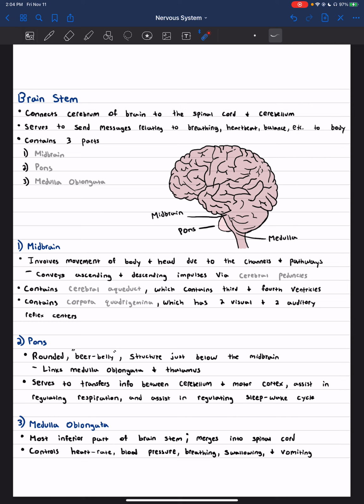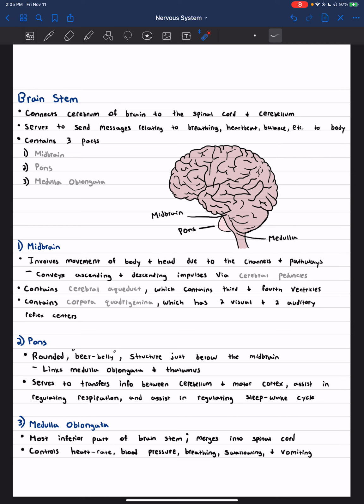Finally, we've got the medulla oblongata, which is a very important portion of our brainstem. It is the part that keeps all of our autonomic functions functioning, or the ones that are very essential to life. These are heart rate, blood pressure, breathing, swallowing, vomiting. Your medulla is this inferior portion, and if you're unfamiliar with anatomical terminology, inferior just means lower with respect to another thing.